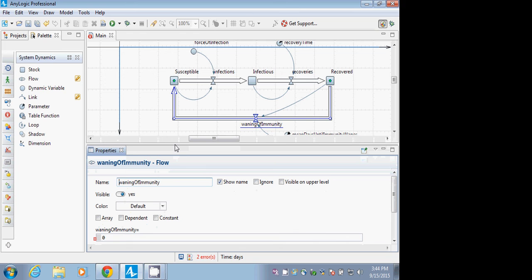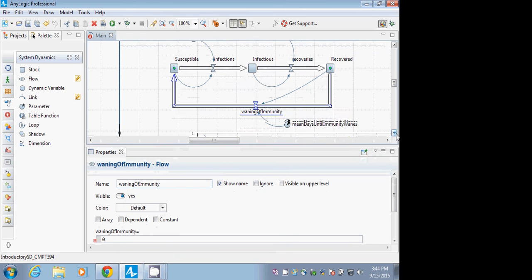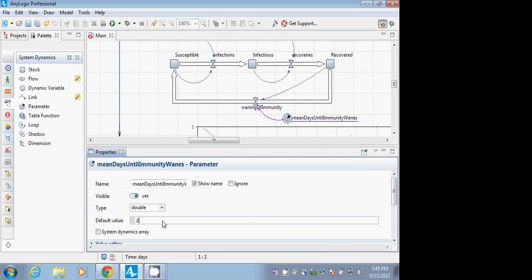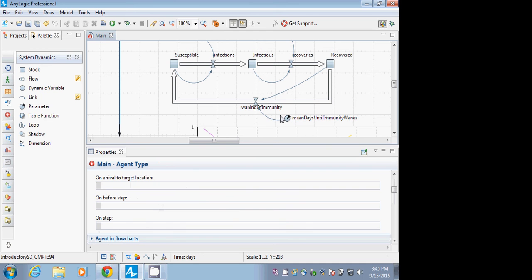So what formula should I put into this flow? Riddle me that. What formula should I put there? Speak as in a stentorian voice. Well spoken. Well spoken. And it had a ring of stentorian character. Okay. Recovered divided by mean days until immunity wanes. I like it. And these mean days until immunity wanes will be 270 days.